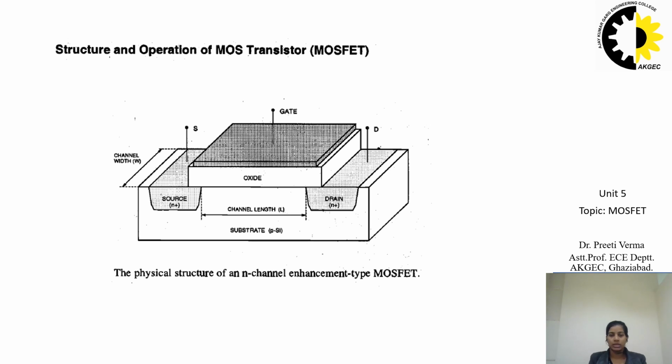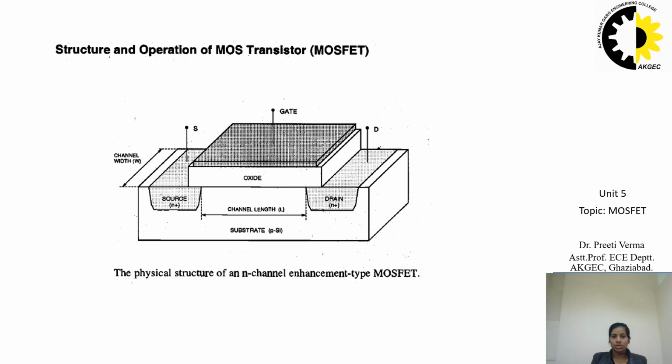And in each of these categories, we have two more differentiation based on the doping. So we have four types of MOSFET: enhancement type N-channel MOSFET and enhancement type P-channel MOSFET. Similarly, we have depletion type N-channel MOSFET and depletion type P-channel MOSFET.